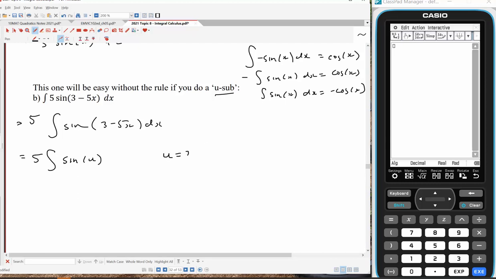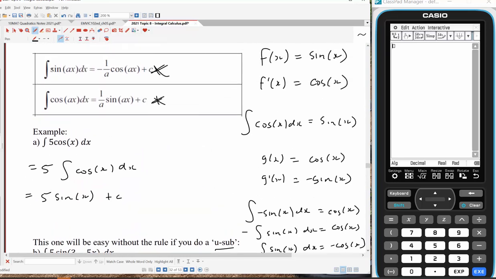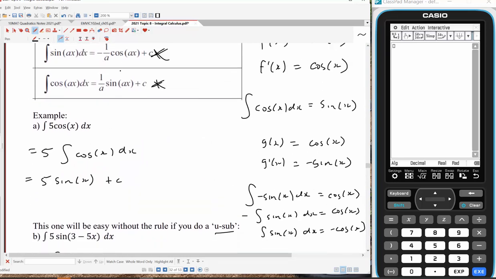where u is 3 take 5x, du dx is equal to, what, negative 5, and that means that dx is going to be du over negative 5. So that dx gets replaced with this thing here, which is du over negative 5. Okay, this negative 5 will float to the front to become negative 1. That's going to be 5 over negative 5, which is negative 1. Now, the antiderivative of sine. Oh, what's sine when antiderived? Look up your formula sheet. Sine when antiderived becomes negative cosine.